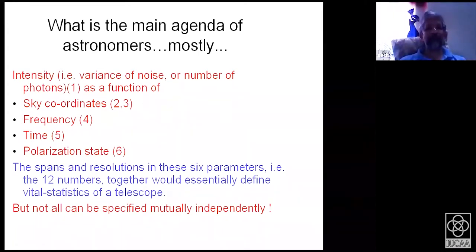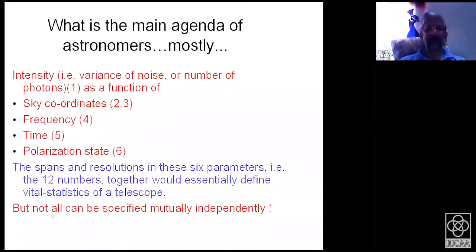So instead of taking a still picture, we would like to have a movie, in which case time becomes another axis. And we will not go into the detail of this other parameter, polarization state, presently. But in principle, if we have spans and resolutions in these 6 parameters, it makes about 12 numbers, and they basically define an instrument for us. So whenever you compare one instrument with the other, this is what you are essentially comparing, the capabilities of the instrument specified in terms of spans and resolutions.